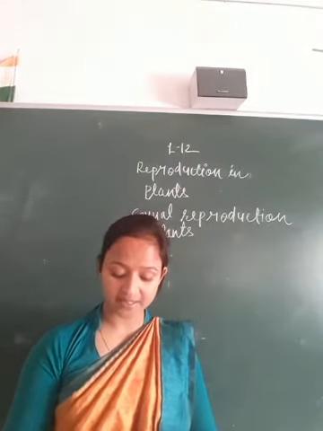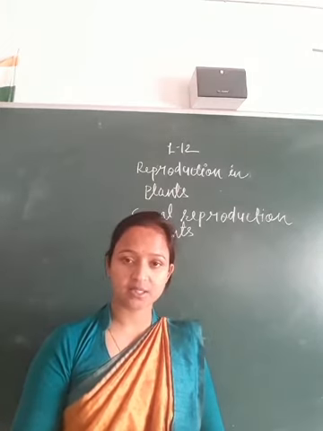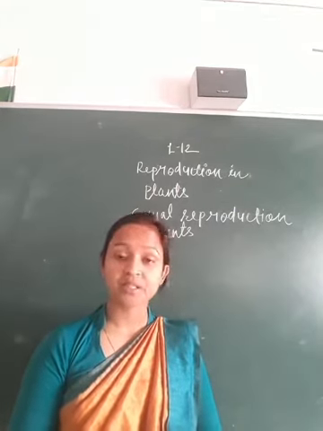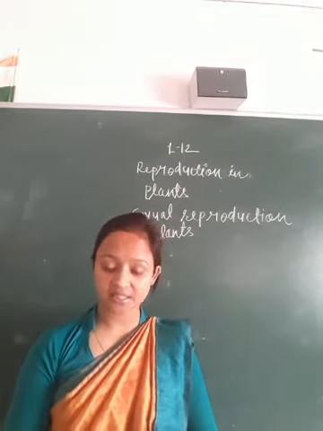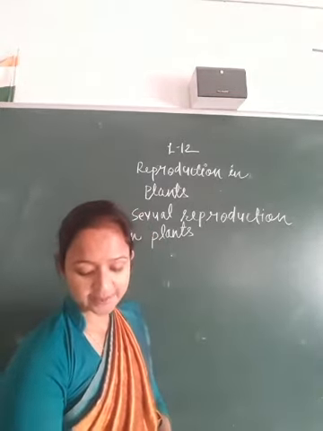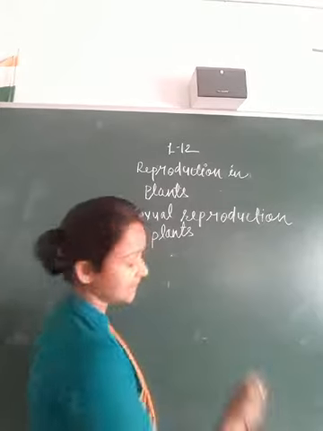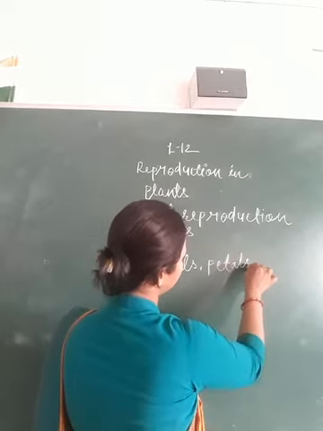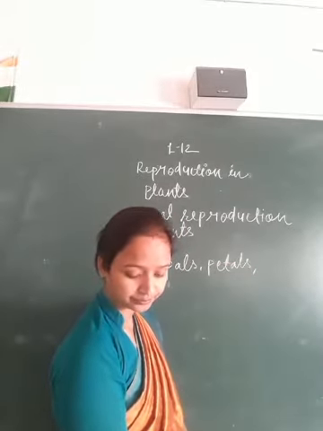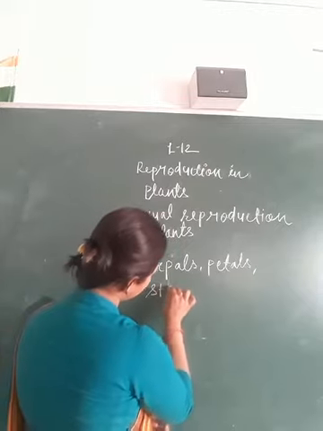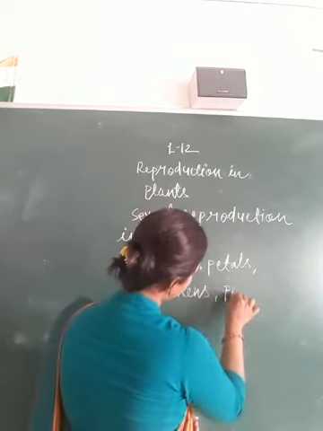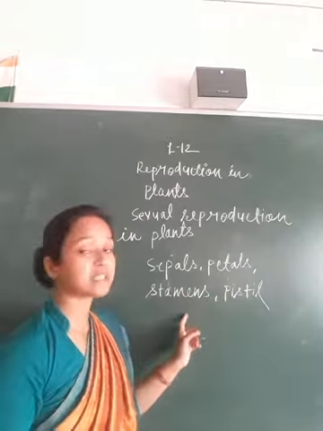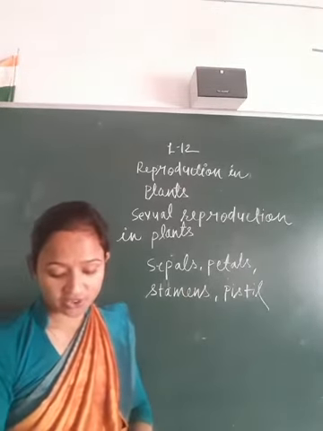To recall, a flower commonly has four parts, and these parts in order from the outside are sepals, petals, stamens and pistil.